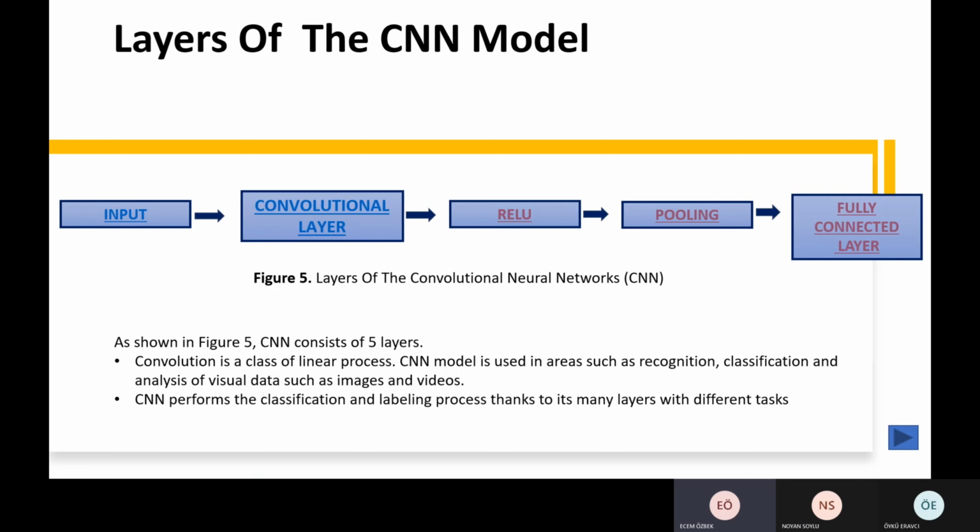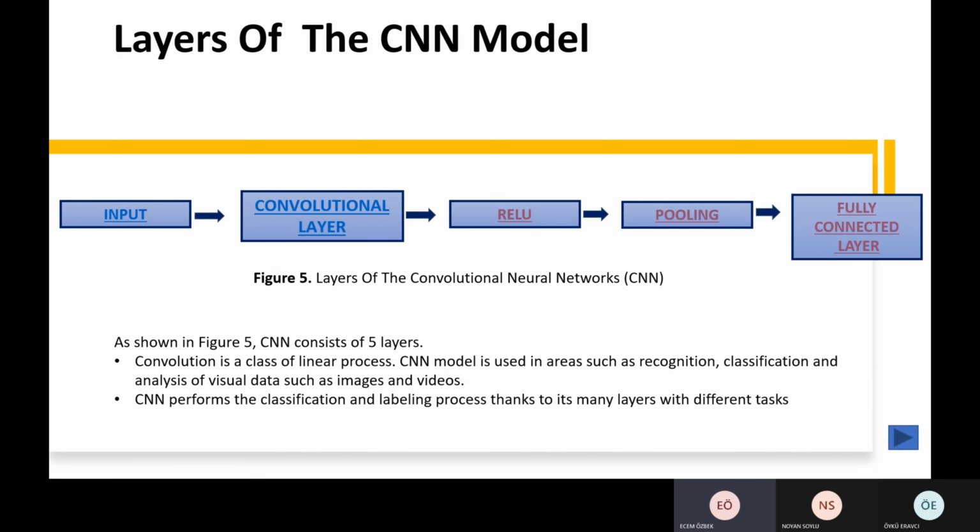Rectified linear unit layer, the third layer, comes after the convolution layers. The layer is also recognized as the layer of activation. The effect it has on the input data is that it pulls the negative values to zero.